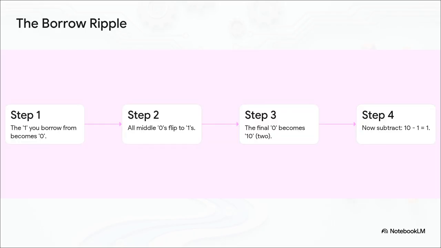But what happens if you need to borrow from a 1 that's way over on the other side of a bunch of zeros? This is where a fantastic shortcut called the borrow ripple comes in. It's just a simple pattern. First, that 1 you're borrowing from turns into a 0. Next, all the middle zeros you had to jump over, they all flip to 1s. And last, the 0 you were stuck on becomes 10, which, remember, is the number 2 in binary.